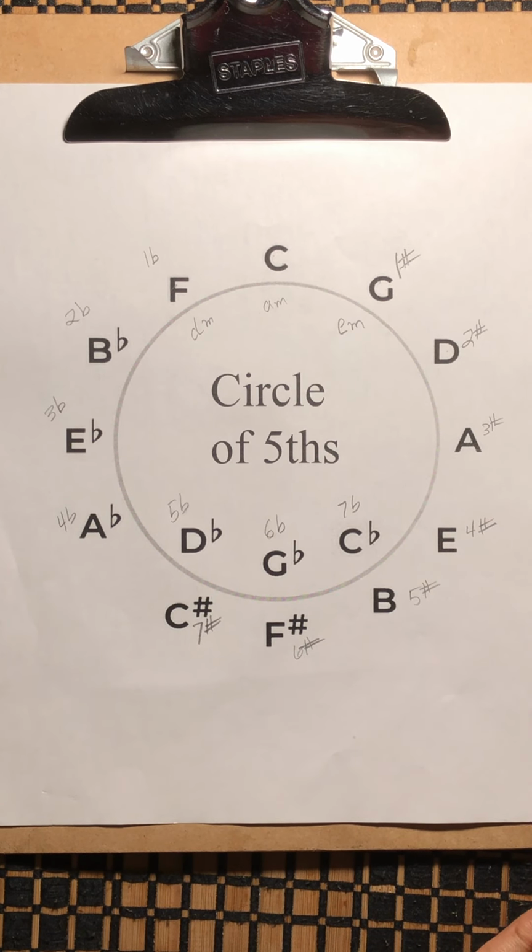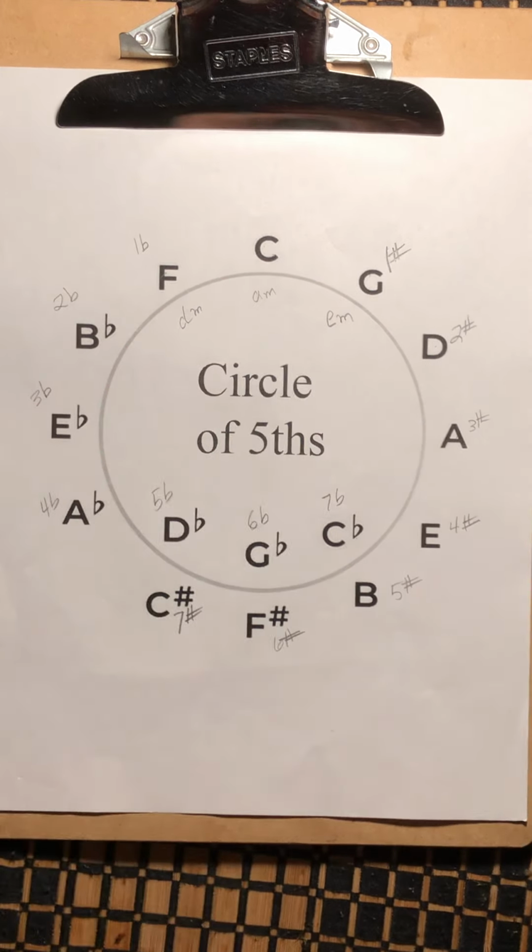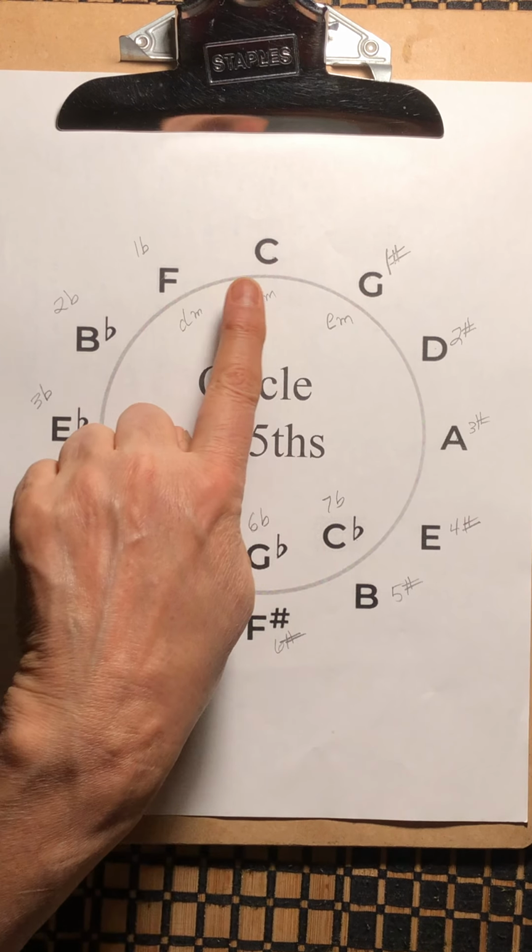And finally, using the circle of fifths to find the primary chords. Remember, primary chords are the tonic, the subdominant, and the dominant. The 1, the 4, and the 5. The keys on either side of your main key, 1 step to the right and 1 step to the left, will be the primary chords you need. Let's go to C major.